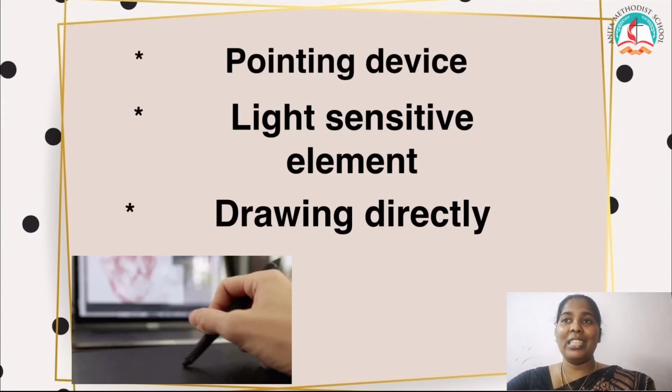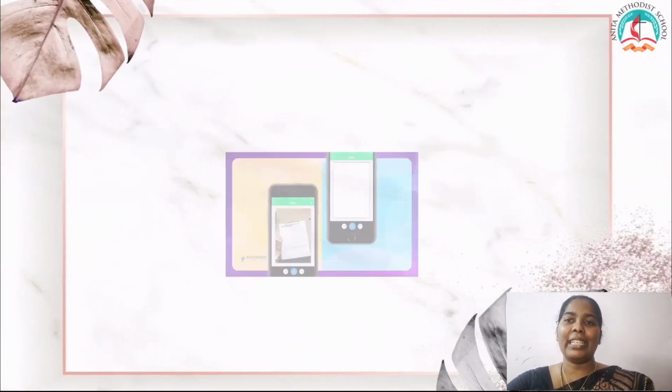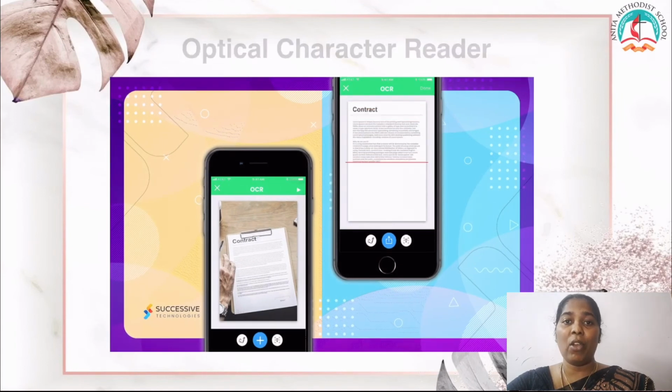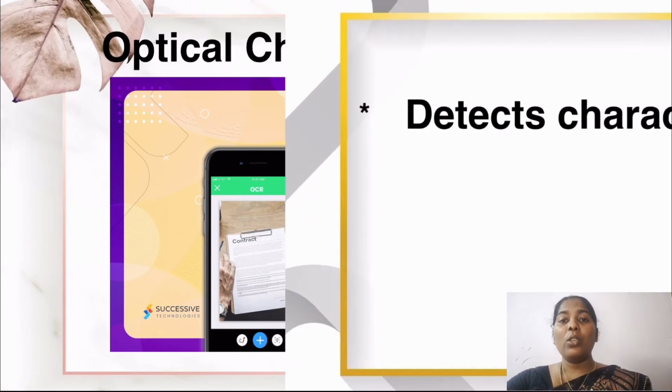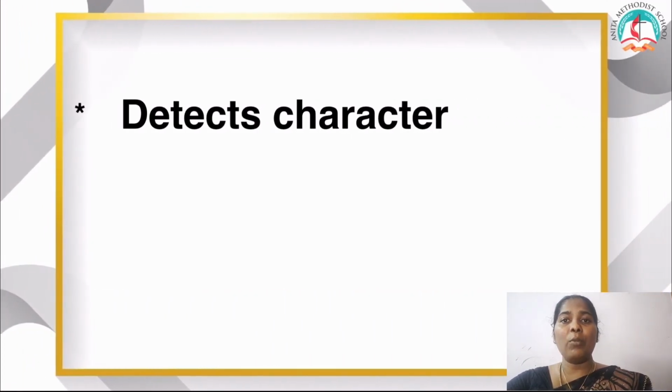Yes, what is this? Optical character reader, OCR. OCR stands for optical character reader. This is also one of the input devices. Yes, it detects characters. How does it detect characters? So optical character reader, what will happen? It will read the data. So if it is a letter or character, it will detect it.